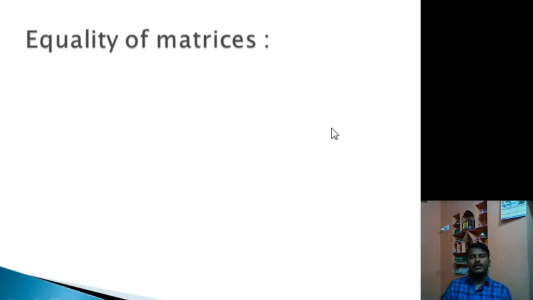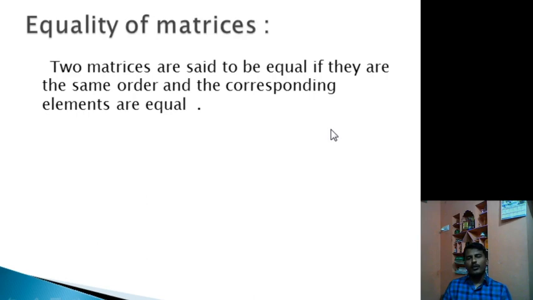Next one, equality of matrices. When we say that two matrices are equal, it is if and only if they are of the same order. If we talk about equality, we must and should need more than one matrix, meaning two matrices. They have the same order and the corresponding elements are equal.